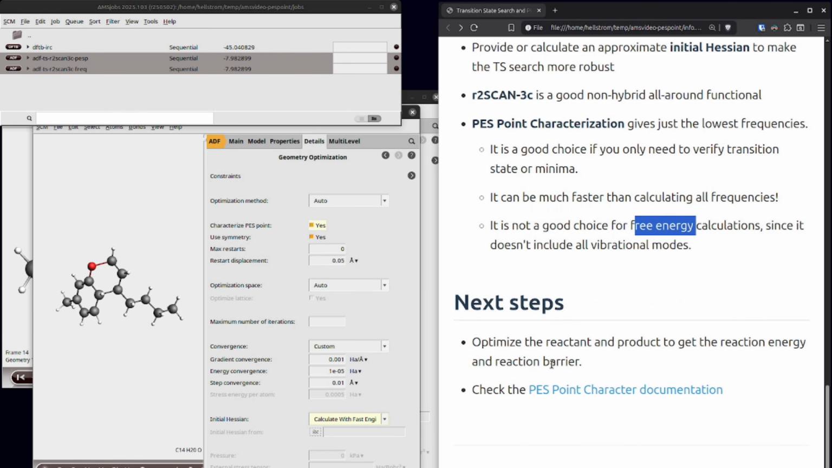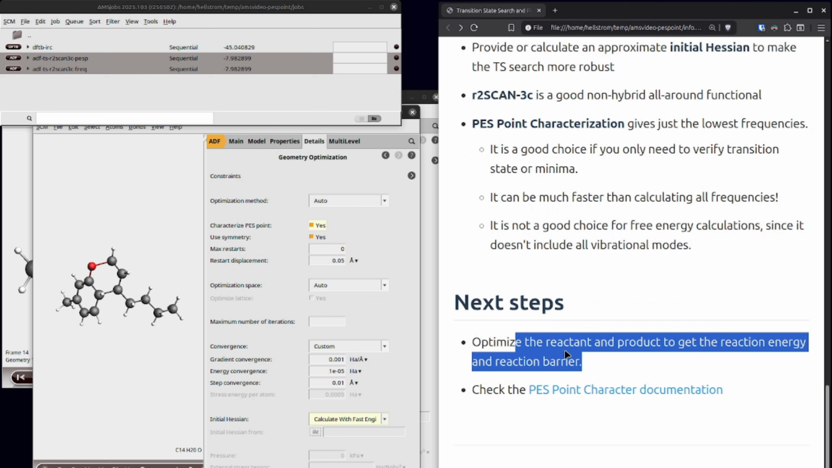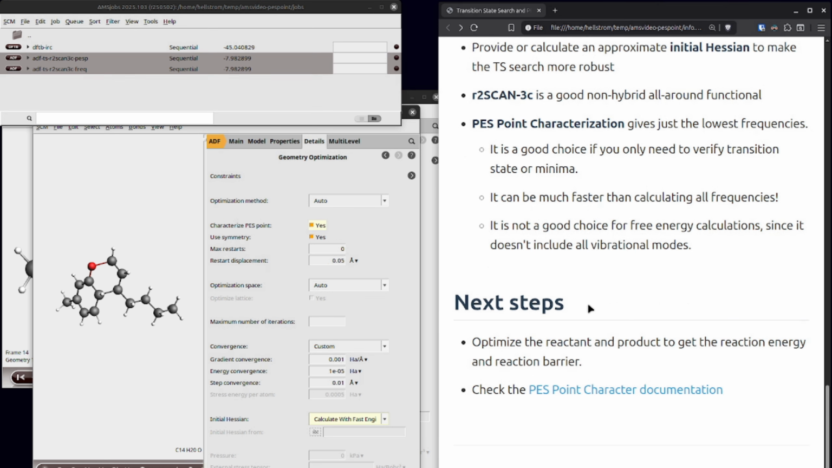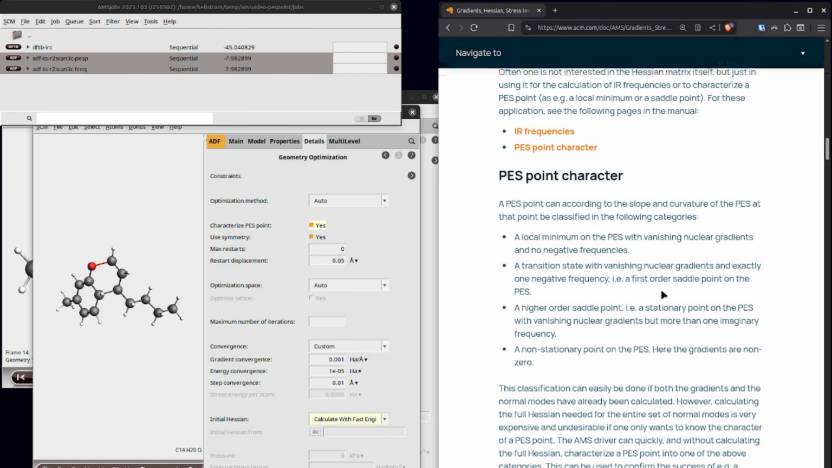So as a next step, if you want to continue with this example, you could optimize the reactant and product to get the reaction energy and reaction barrier. Or you can also read more in the PESPointCharacter documentation that we have on our website.